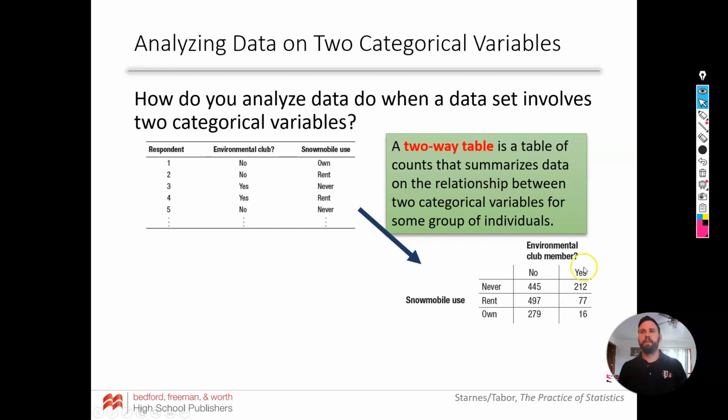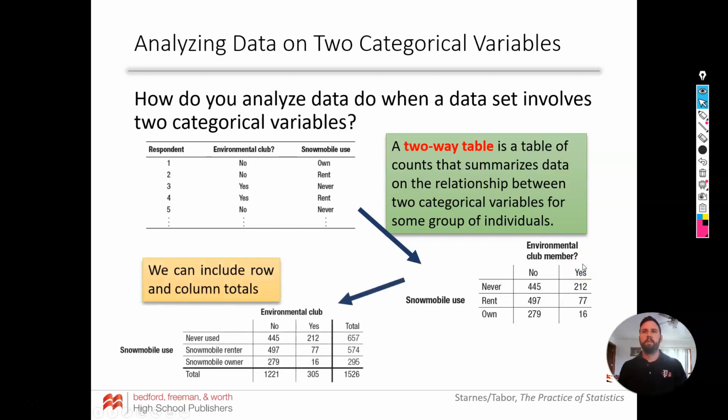But then what do we do with that? We combine them up. All right. So these are my totals. How many total never used? 657. How many total no's? 1,221. Now, please notice these two add up to equal 1526, and these three should add up to 1526. Okay, it's an important thing. If they don't, you did something wrong.